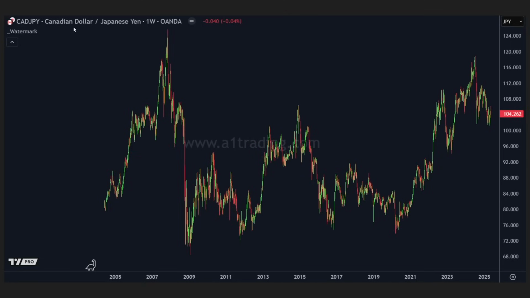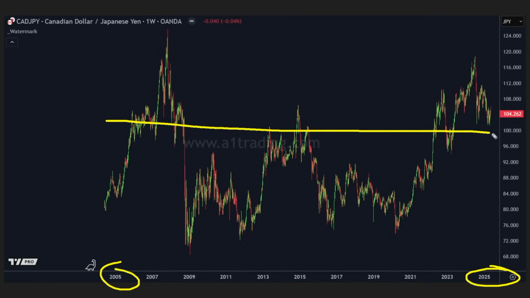Here's the Canadian dollar against the Japanese yen. Again, two major currencies, and this is 2005 to 2025, and this thing has moved nowhere, sideways. It's trading at a similar level right now as it did before the great financial crisis in 2007.